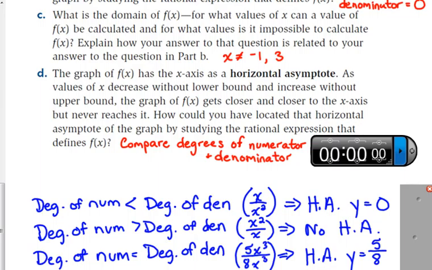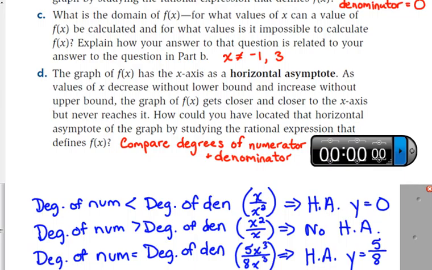Let's look at the last one. When the degrees are the same, it's like you've got infinity cubed over infinity cubed. They kind of cancel out, and all you're left with are the coefficients in front of those numbers, and that's why we end up with the horizontal asymptote being y equals 5 over 8. But you've got to make sure that your functions are written in standard form.